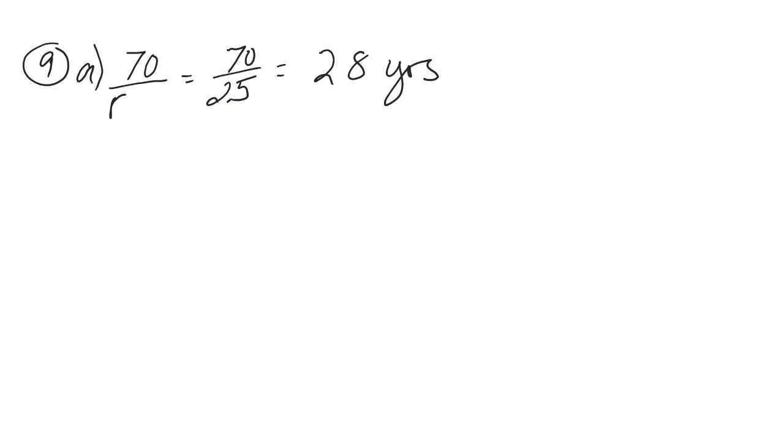Number 9. A country in sub-Saharan Africa has a growth rate of 2.5%. Its present population is 5 million. A, how long will it take this country to double? So again, still working with the rule of 70, 70 over R when R is already a percentage. Go ahead and plug that into your calculator. And we end up with 28 years.